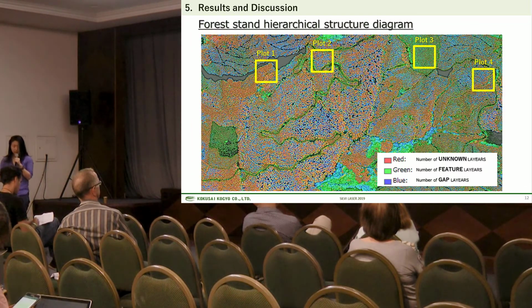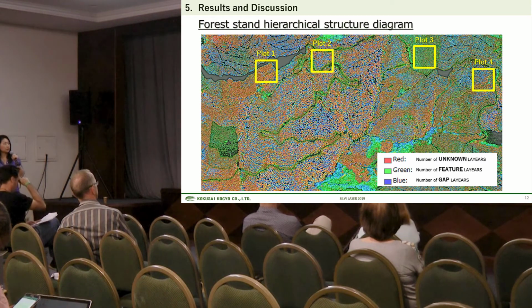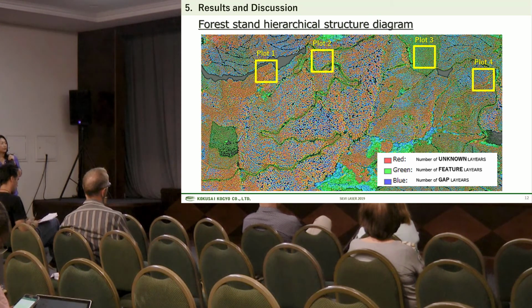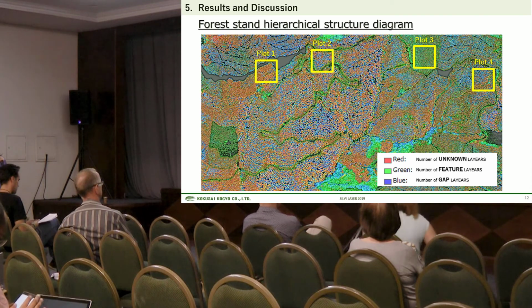This is the result. To make it easier to understand, the diagram is layered over the DCHM, the digital canopy height model. This area is conifer, and this green area is broadleaf. In the next slide, we explain these 4 plots in more detail.